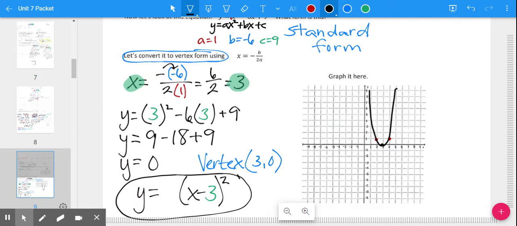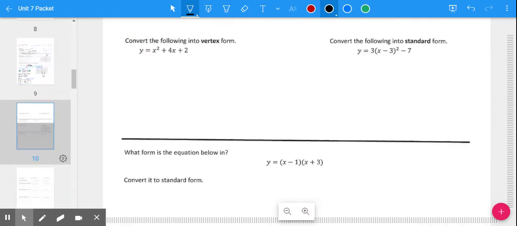If you wanted to make this perfect and find more points on the line, you could use the table feature on your calculator. Recognizing the vertex and how A is applied to the graph is probably some of the most important aspects of graphing these. Okay, so on to the back.